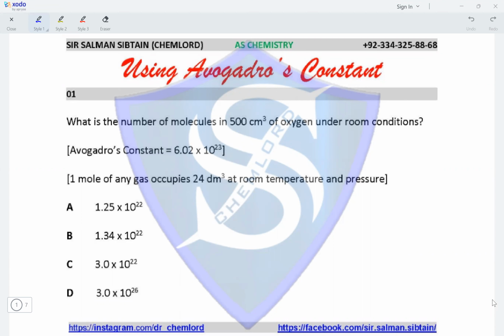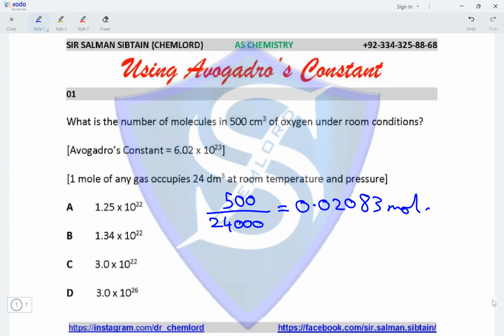So we know that 1 mole of any gas under room conditions occupies a volume of 24 dm cube. When converted into cm cube, that becomes 24,000 cm cube. So we calculate the number of moles, which would be 500 divided by 24,000. This would give us a value of 0.02083 moles. And now we need to find out the number of molecules of oxygen.